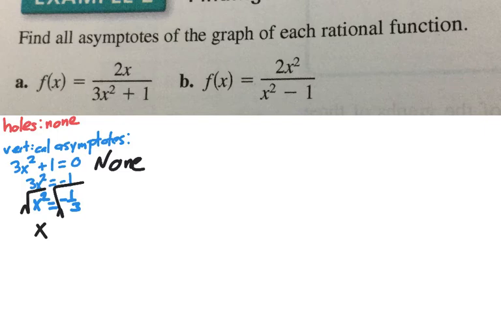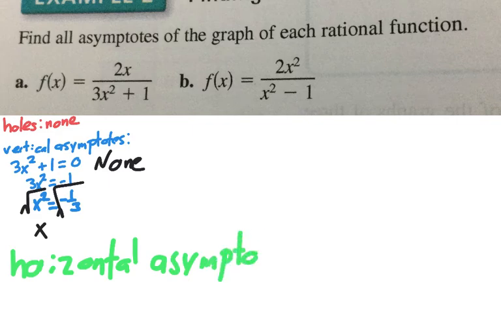Okay. And then lastly, we're wanting to look for any horizontal asymptotes. So to find the horizontal asymptotes, we compare the degrees of the numerator and denominator. What's the degree of the numerator? Y'all know how to find the degree? It's the highest exponent of x. So the degree of the numerator is 1. What is the degree of the denominator? 2. So the degree of the denominator is greater than the degree of the numerator.